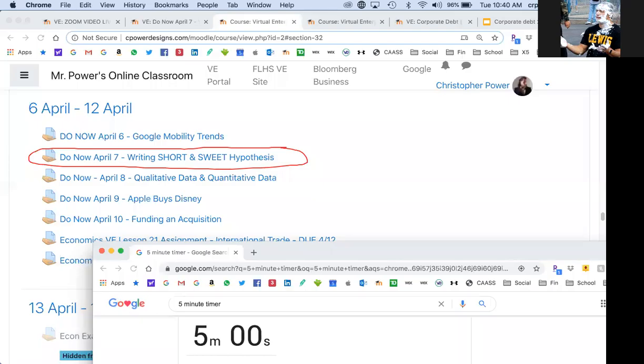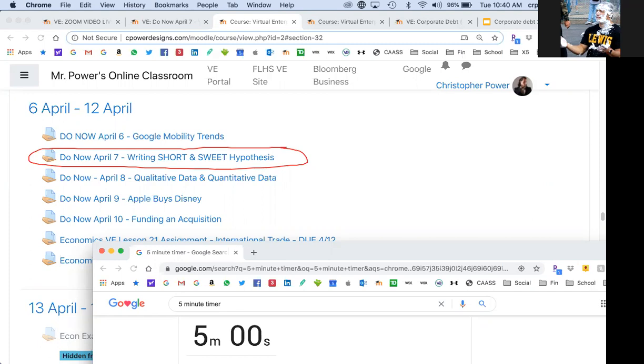So we're going to start off. I have the do now posted. I have a 5-minute timer also on the screen that I'm sharing. I'll allow you guys to unmute yourselves. Can you just type a 1 in the chat box if you can see my screen?